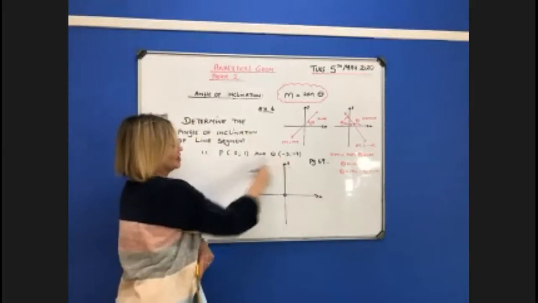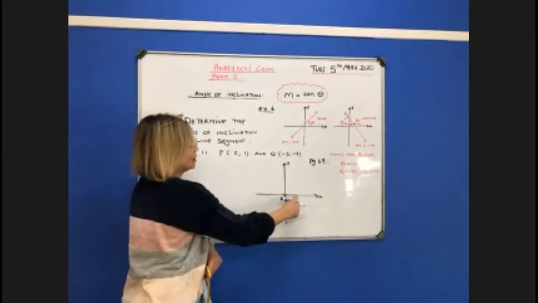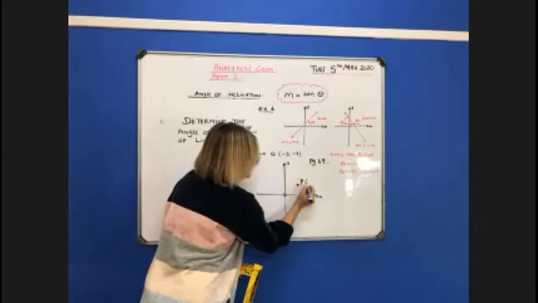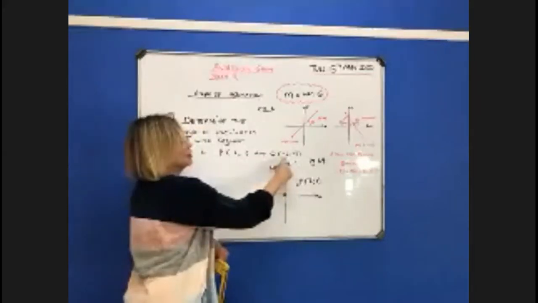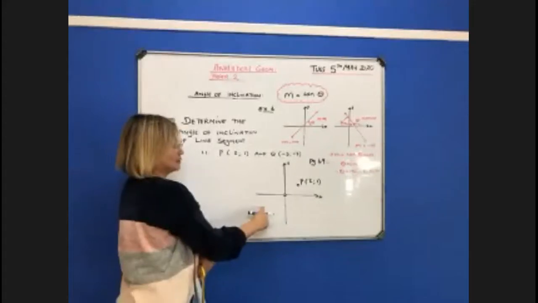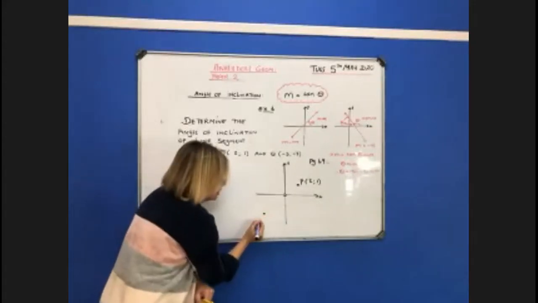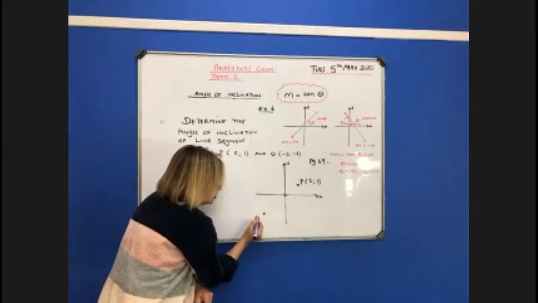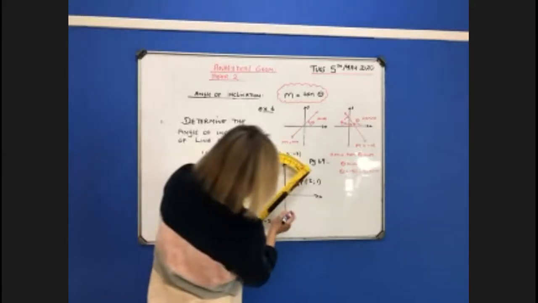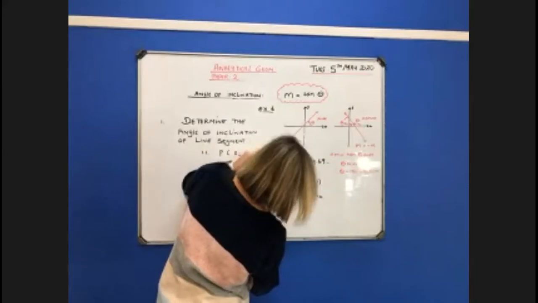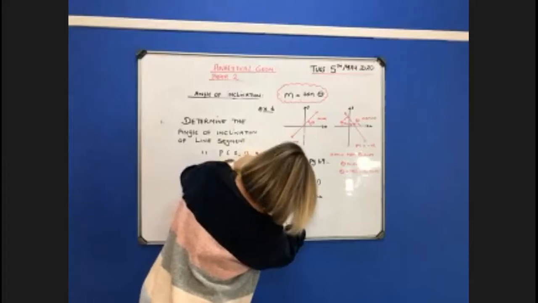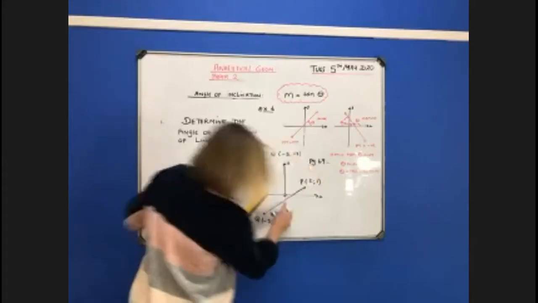Point P would be when x is 2 and y is 1, so it would be there somewhere as a coordinate. Point Q would be when x is minus 3 and y is minus 3, down here somewhere. If I join those two coordinates, okay, according to the textbook, the y-intercept, just so you know.